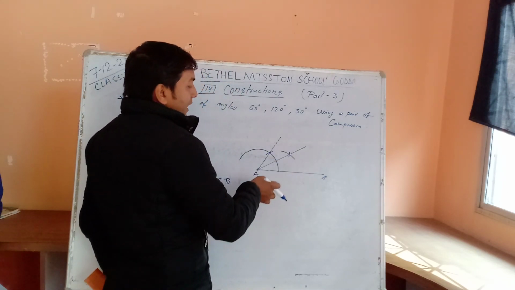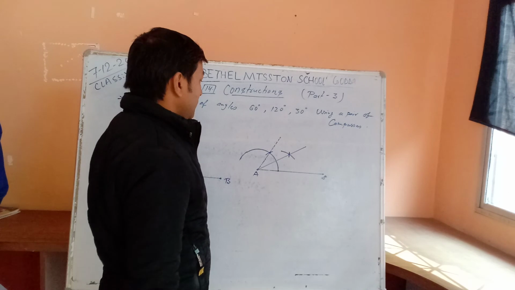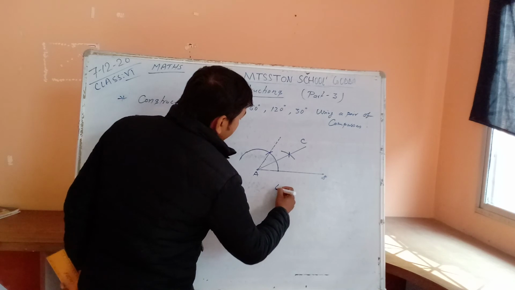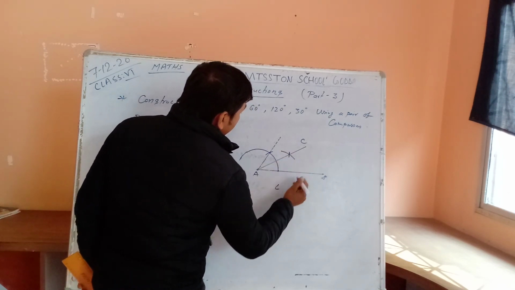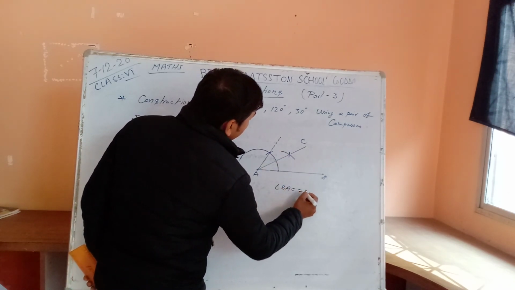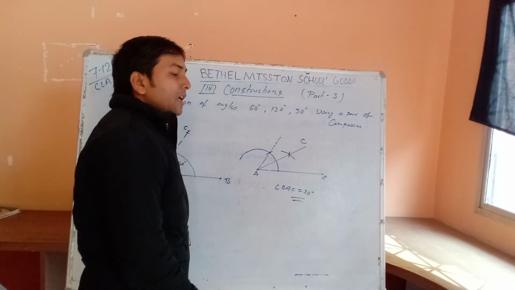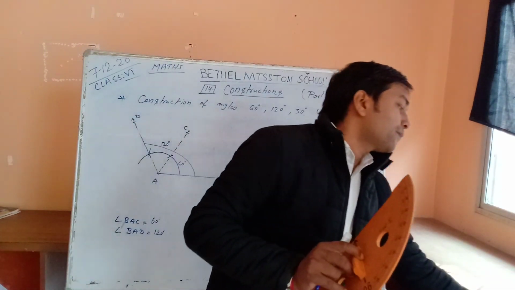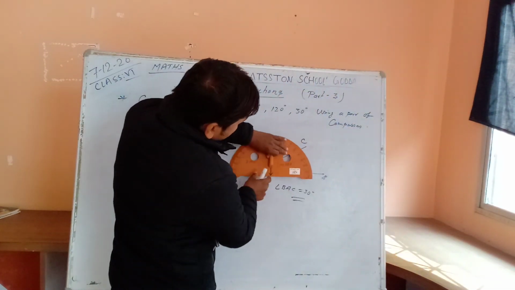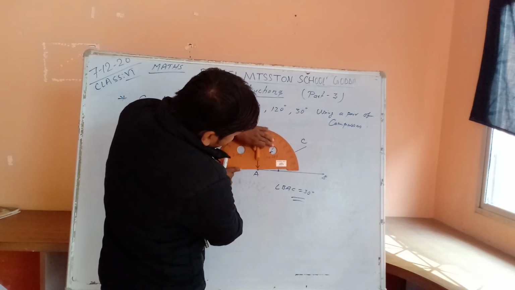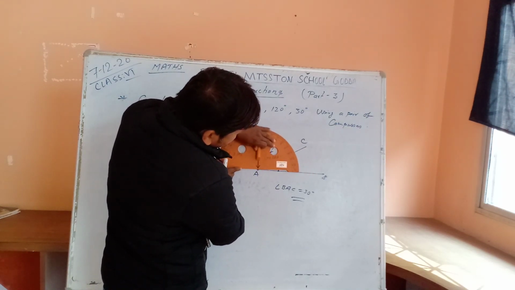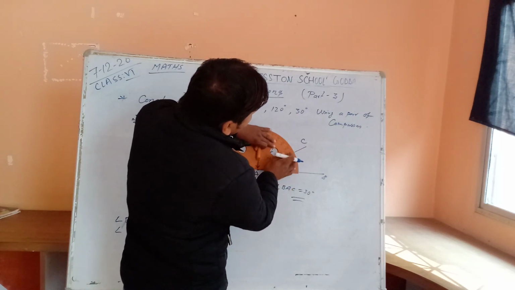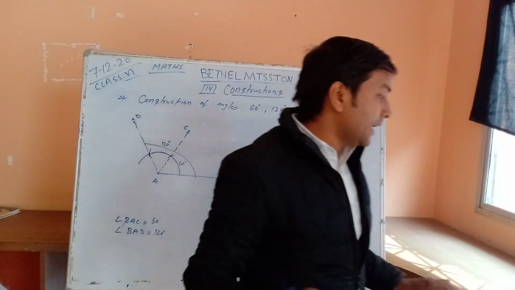This line divides the angle of 60 degree into two parts. Now you can give angle BAC, 30 degree. You can measure this one with the help of a protractor. Now you can measure, that is 30 degree. Here 30 degree, 0, 10, 20, 30. I hope you got it.